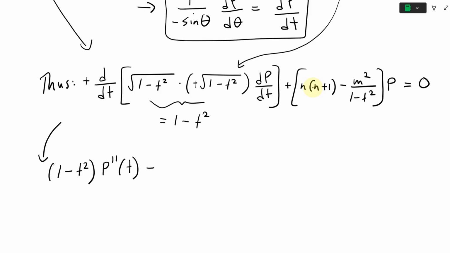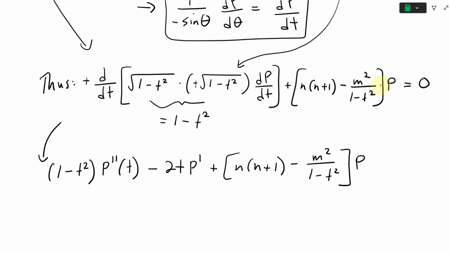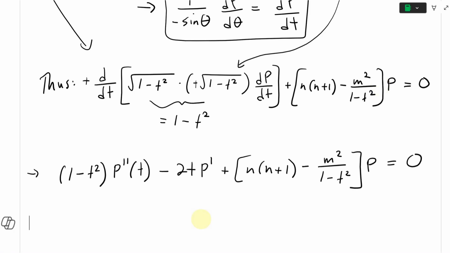And then plus, now we have to take the derivative of this one here. The derivative of 1 is going to be 0. The derivative of negative t squared is, put the 2 down, minus 1, so we get minus 2t, and then just regular p prime. And then plus this whole thing, which is just n times n plus 1 minus m squared over 1 minus t squared, times p, equals 0.